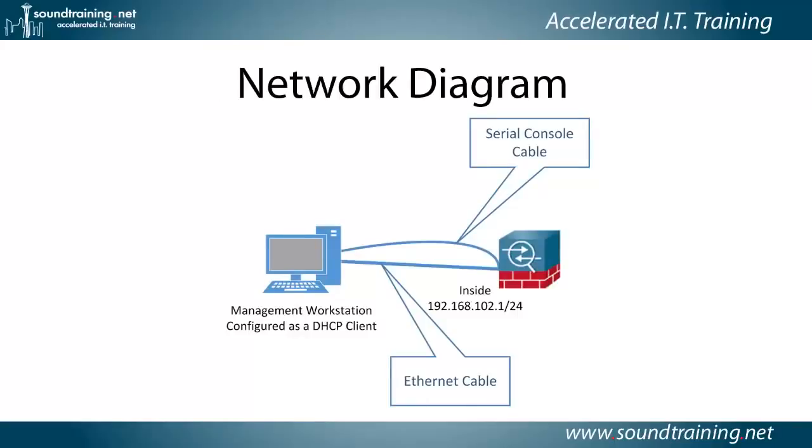Here's the network diagram. As you can see, it is also pretty simple. There's an Ethernet cable and a serial console cable going from the management workstation to the ASA, and the ASA is configured with an inside address of 192.168.102.1 with a 24-bit mask. You can do it with a different address and mask if you want. You'll just need to modify some of the settings that we talk about in order to match whatever your configuration is.